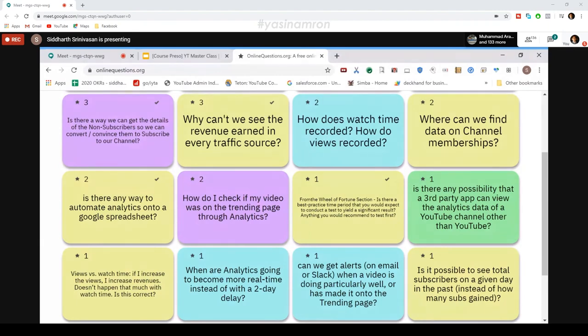What counts as a view is also something people ask about. A view in the YouTube world is a viewer's intention to watch the video. So any scroll through or just skimming through a video wouldn't count as a view. The 2-day delay is unlikely to go away anytime soon, but we are constantly working to make it shorter.